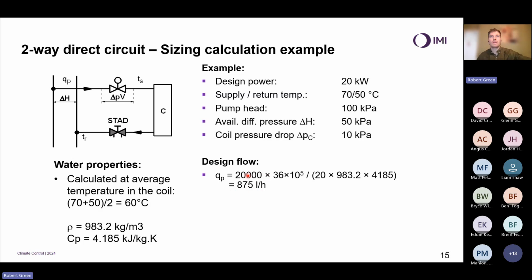For example, we could do that a little bit less accurately and calculate for water at 20 degrees C, where the calculation would come out at 860 litres per hour. So a slight difference, but we want to be accurate. So let's make sure we get as accurate as possible.